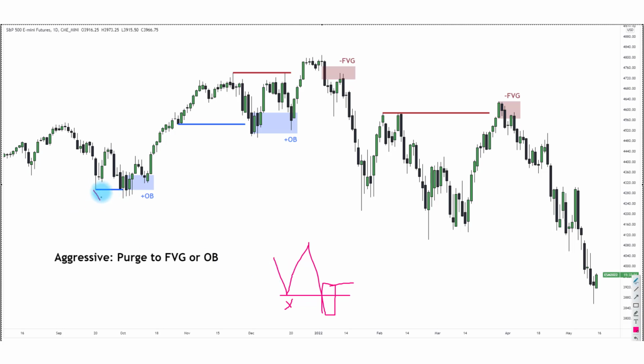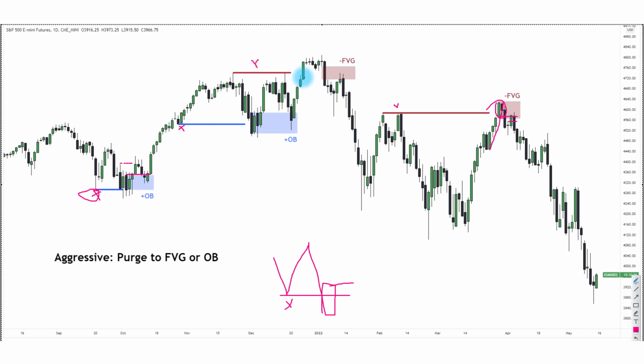So here we have low to order block. There was no break in market structure here, actually a short-term high, but the point is aggressive is going for the purge straight to an order block, or purge straight to a fair value gap. Like this one here, purge straight to the order block. Bearish example is we have a purge here, and then we went straight into a fair value gap here with an order block. Okay, I labeled that one wrong.